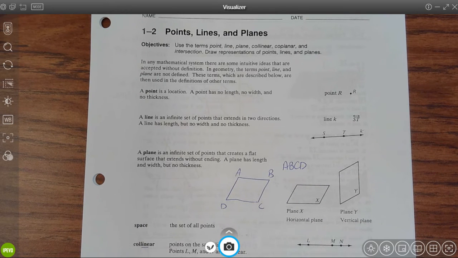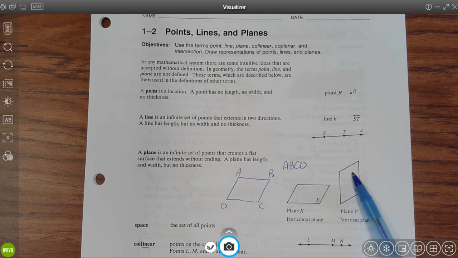A plane is an infinite set of points that creates a flat surface. It will extend in all directions without ending, but it has no thickness. This is an example of a horizontal plane. That would be plane X. A vertical plane, plane Y. We would name those with just one letter.